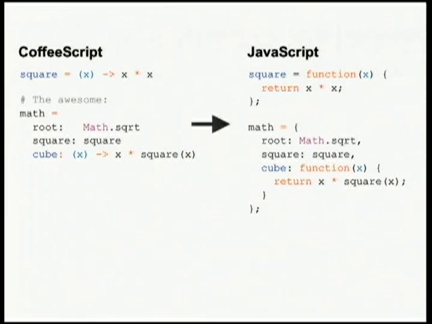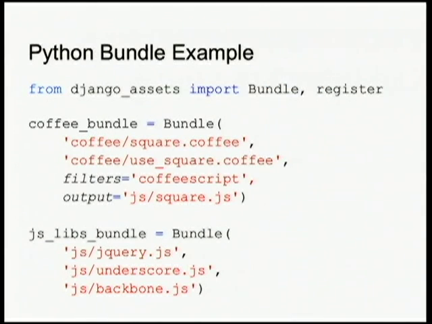can start breaking up our files a little easier. It handles dependency a little bit better, unless you're using something like require.js and JavaScript. But in this scenario, we're just going to compile our single square Coffeescript file into a simple JavaScript file. All right, so this is an example of actually defining our bundle within Python code. As you can see, it's pretty straightforward.